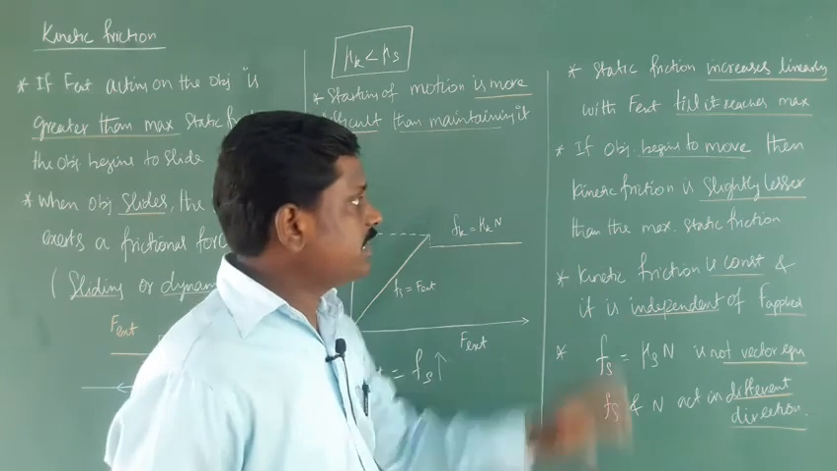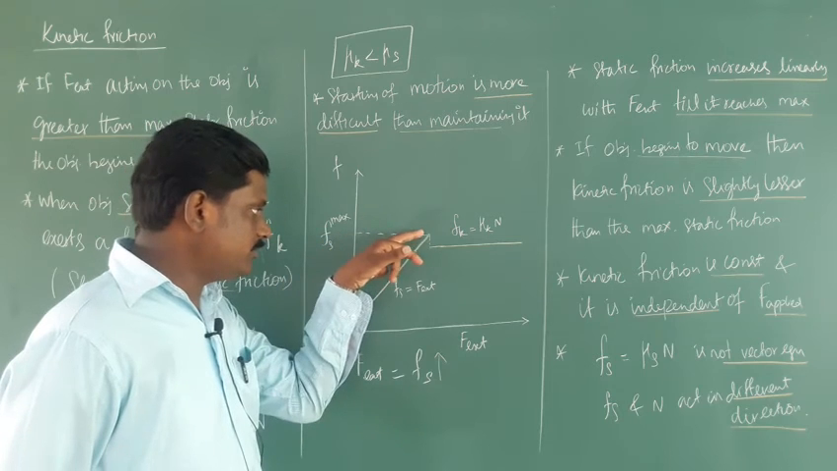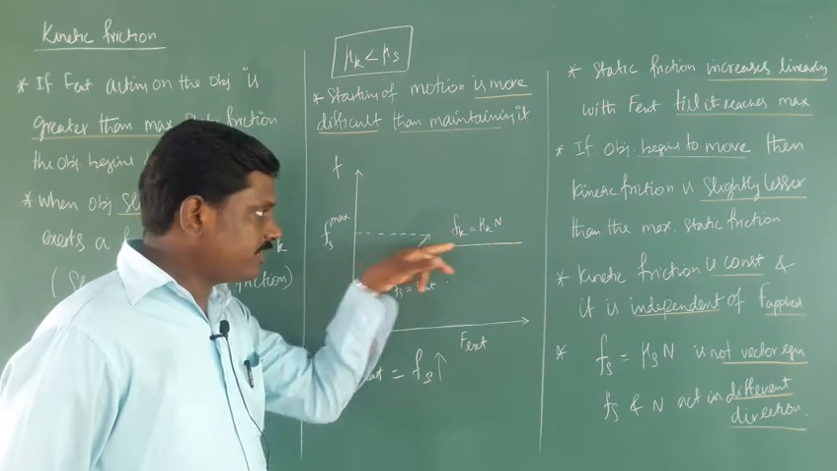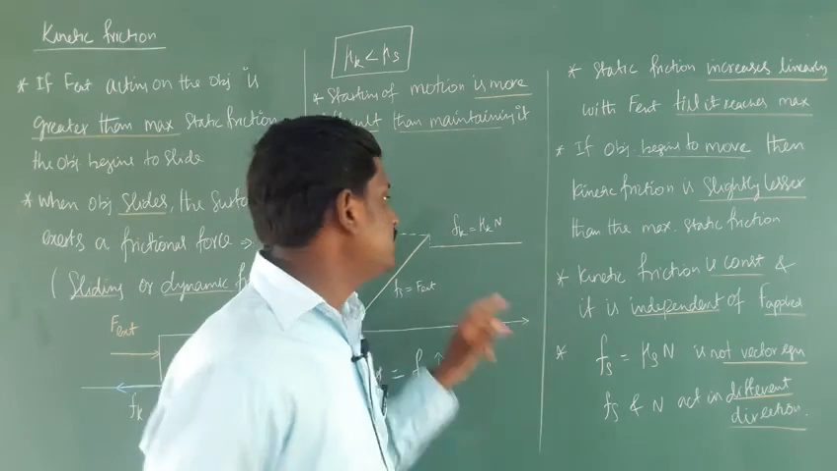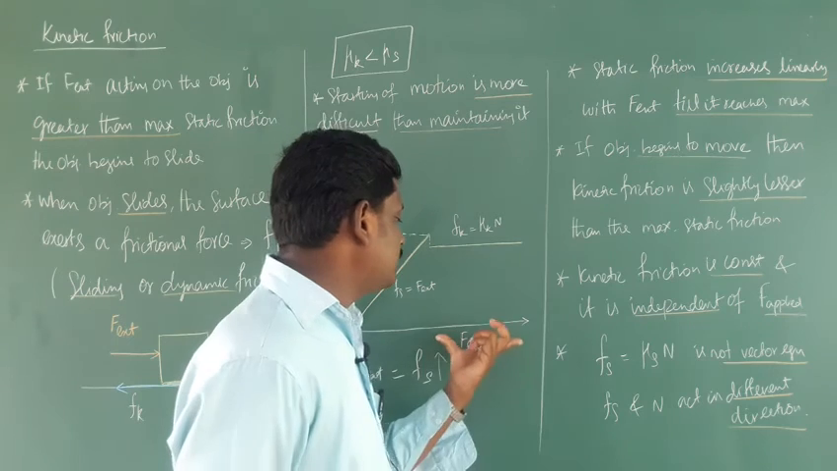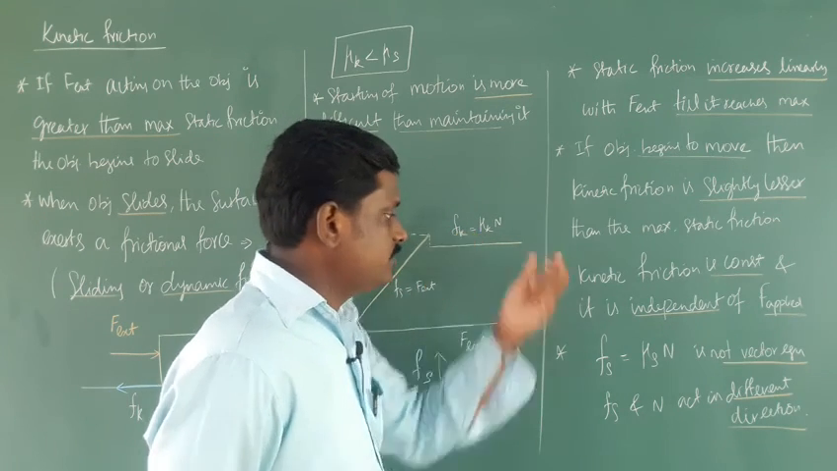Then the kinetic friction is slightly lesser than the maximum static friction. Just see that Fs maximum is slightly greater than the kinetic friction. Kinetic friction is constant, that is the Fk value is constant and independent of the applied force. Whatever the applied force, Fk is constant.